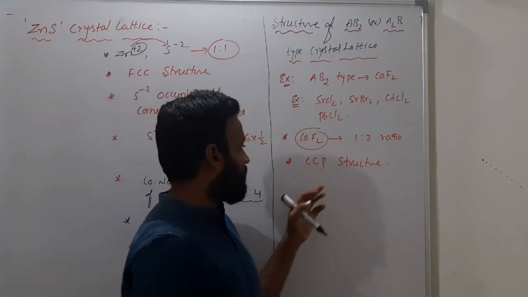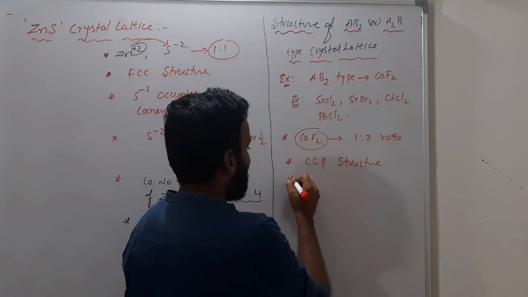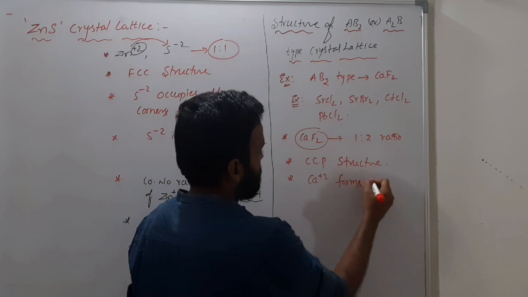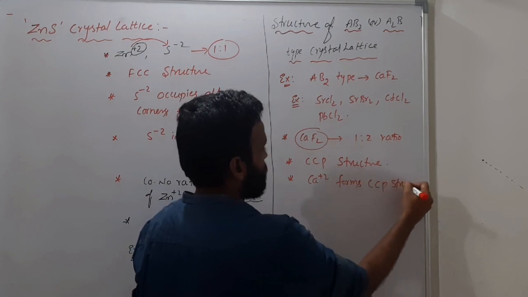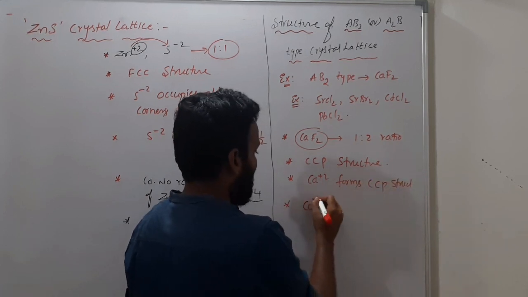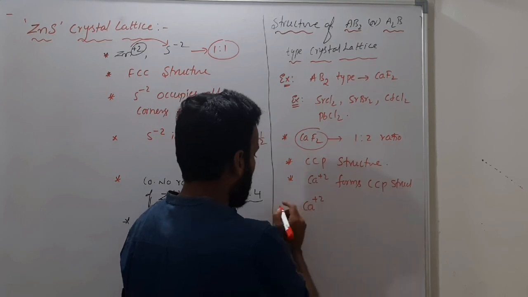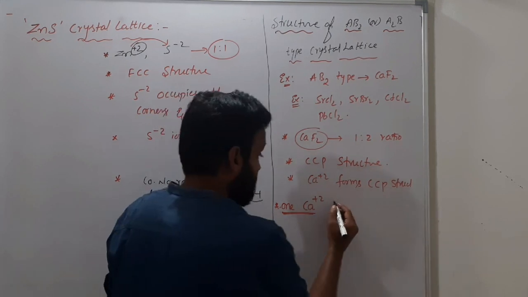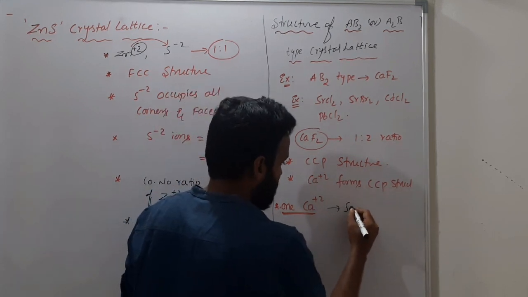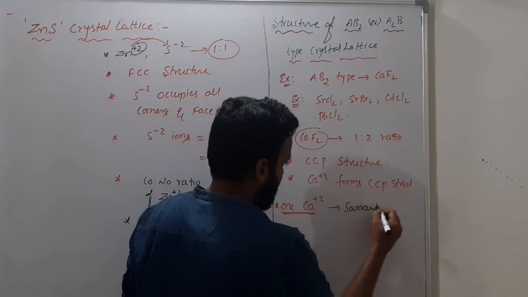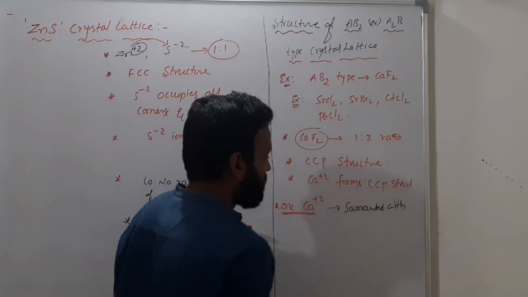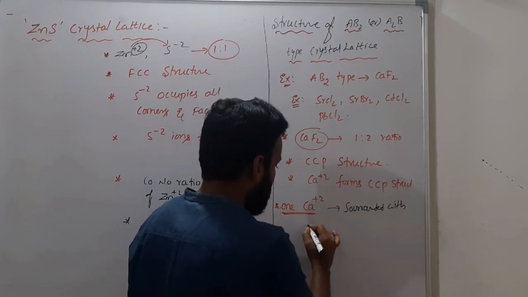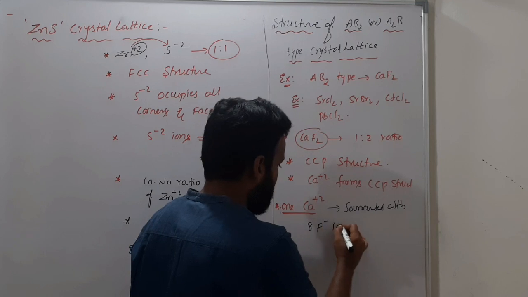Okay, so CCP structure. Here calcium 2 plus is forming CCP structure, and 1 calcium 2 plus is surrounded with what? Surrounded with whom? Surrounded with 8 F minus ions actually.